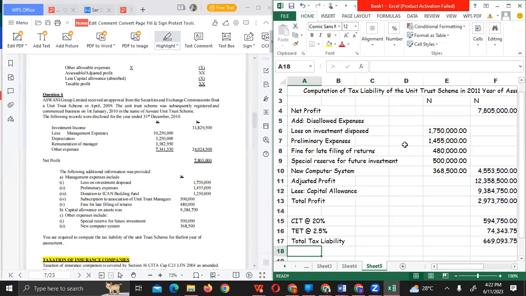Again, sir, how do we know whether it's a small company or big company? As a profit or turnover? It is by their income, by their turnover. When a turnover is less than 25 million, it's a small company. When it's greater than 25 million but less than 100 million, it's a medium-sized company, and when it is greater than 100 million, it is a large company.